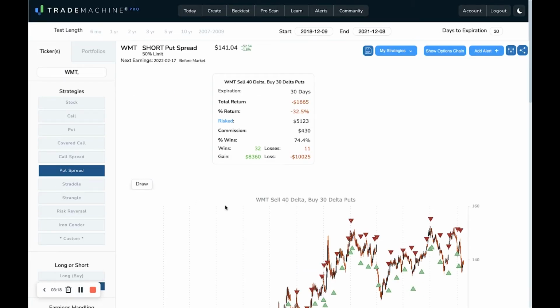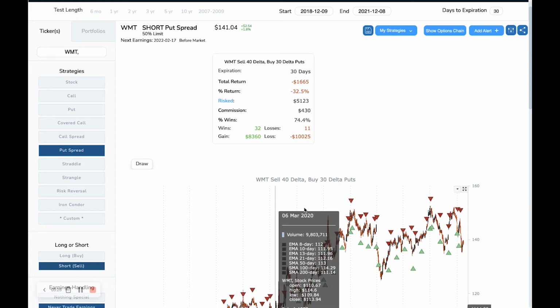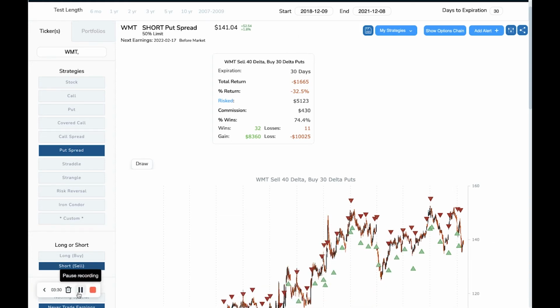So I didn't talk about the actual strategy. So we are short a put spread. So we are selling the 40 delta put, and then behind that, we're going to buy back the 30 delta put. So let's head over to Robinhood and see what that looks like.